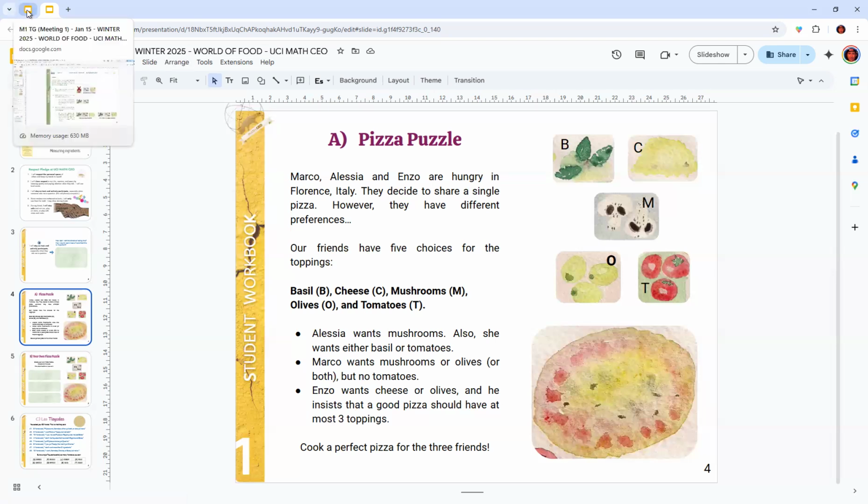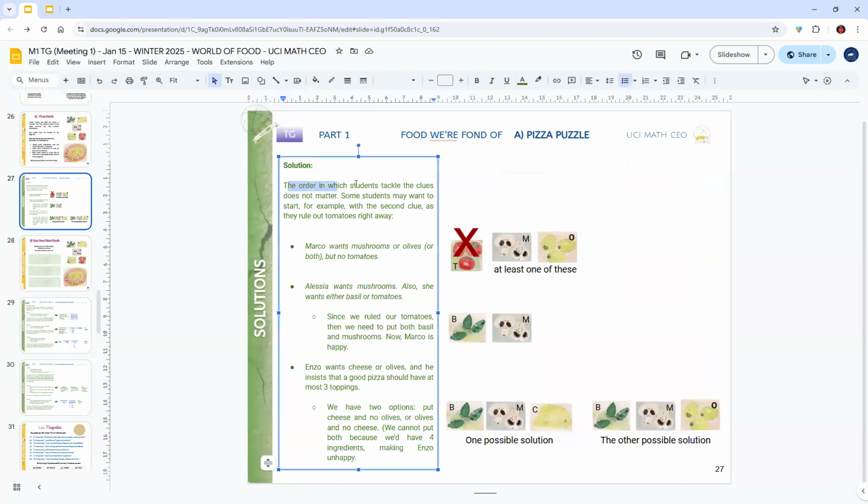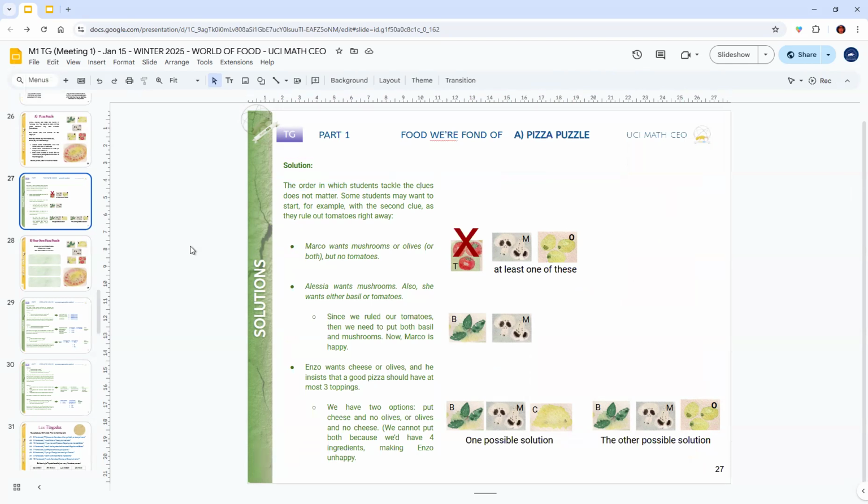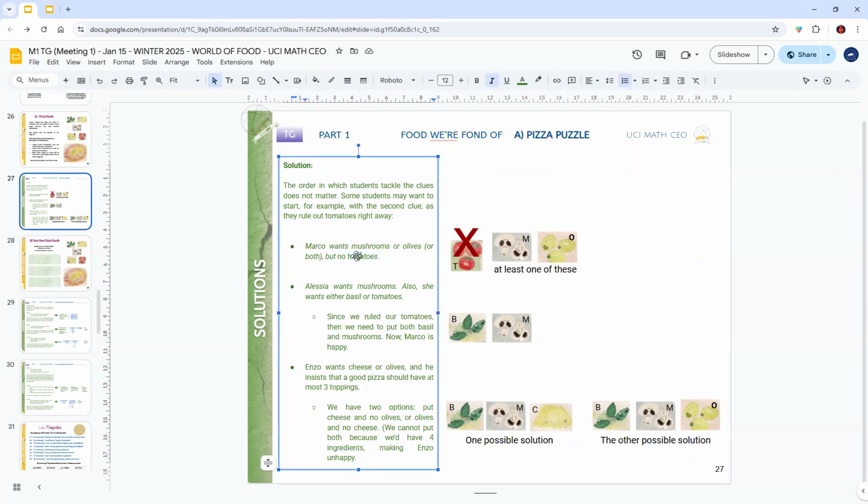So the first thing to notice is that the order in which students tackle the clues they read and process does not really matter. They want to satisfy all 3 clues, so the order will be irrelevant. Let's suppose, for example, that they start with the second clue because they like just to rule out tomatoes, right? It's one of the clues that says no to this ingredient. So they just remove it, and that makes life simpler in their opinions.